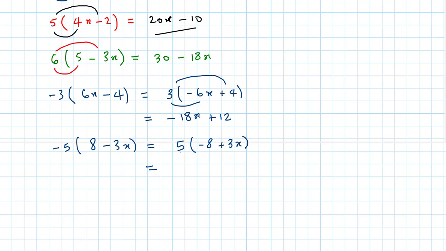And then I multiply it out. So 5 times 8 is 40. So 5 times negative 8 is negative 40. And 5 times 3x is 15x.